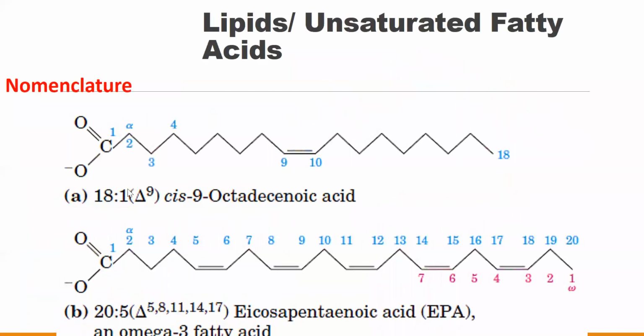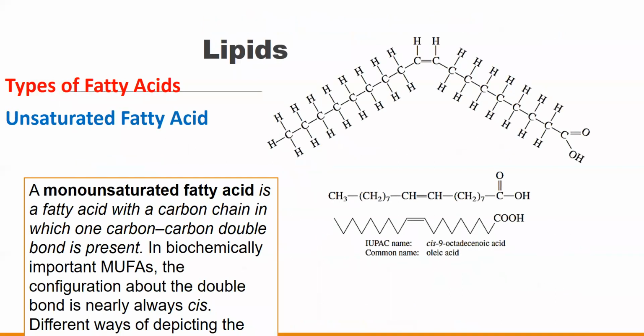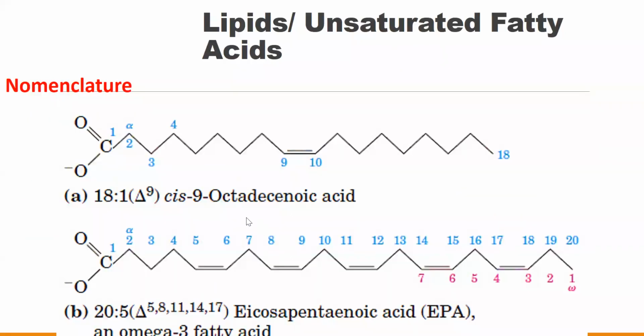So here, this is again oleic acid, cis-9-octadecenoic acid. You can also indicate the double bond in this manner, with the number of carbons. So 18 colon 1 means there are 18 carbons, and colon 1 means there is one double bond, and delta 9 means the position of the double bond. Delta superscript 9 means that the double bond is on carbon 9 relative to this end.